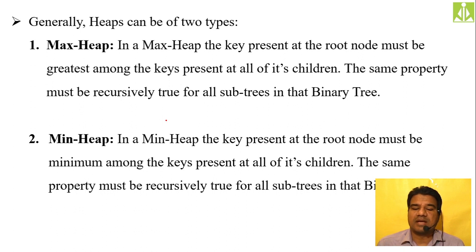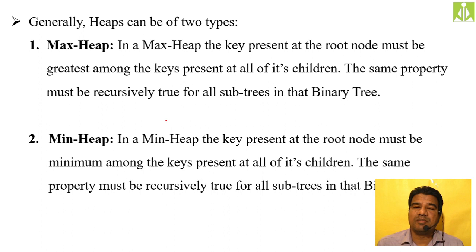In a max heap, the key present at the root node must be greatest among the keys present in all of its children. The same property must be recursively true for all subtrees in the binary tree, or we can say the same property must be recursively true for all the nodes present inside the tree. Root nodes must be greatest. This is the only property that you have to apply.